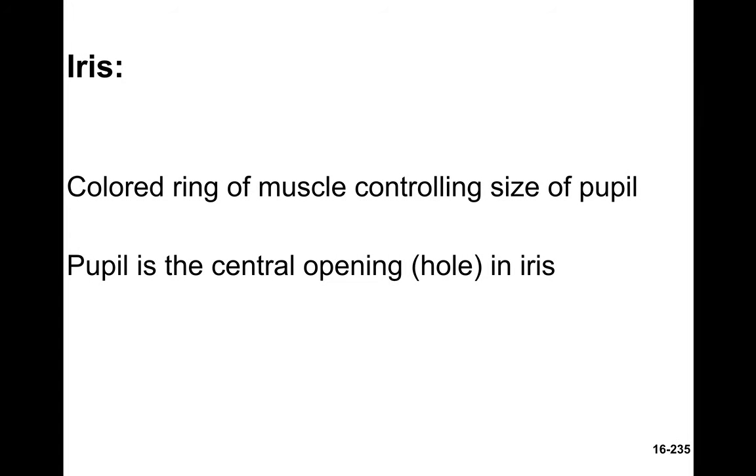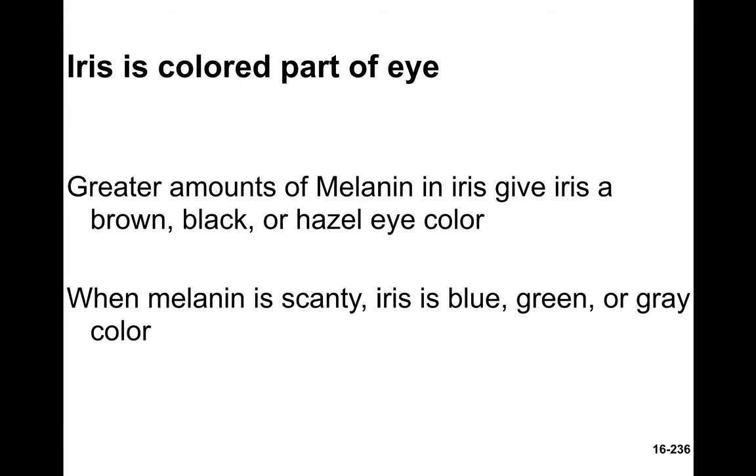Start right where I left off with the iris, which is the colored ring of the muscle controlling the size of the pupil. The pupil is the name we give to that central opening or hole in the iris. The iris is the colored part of the eye, and it's colored because of the amounts of melanin that are located there. The more melanin, the darker the eye color.